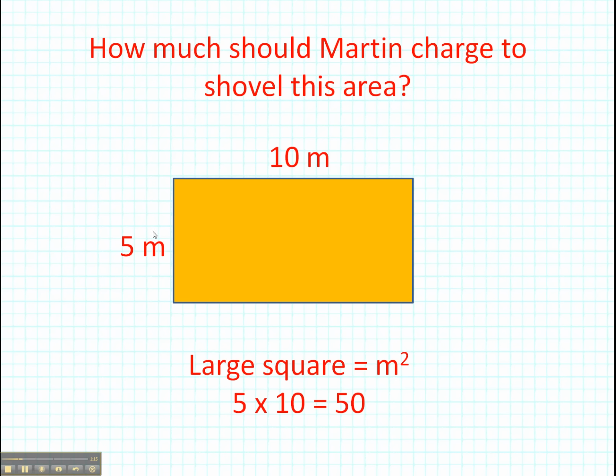We can find the area here. We multiply 5 by 10, that gives us 50, and then our area we know is 50 meters squared. So there's 50 of these squares in here. Not the little squares, but the big squares.